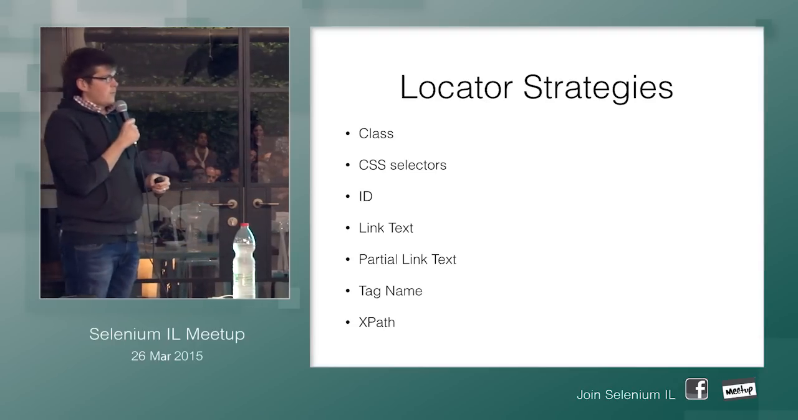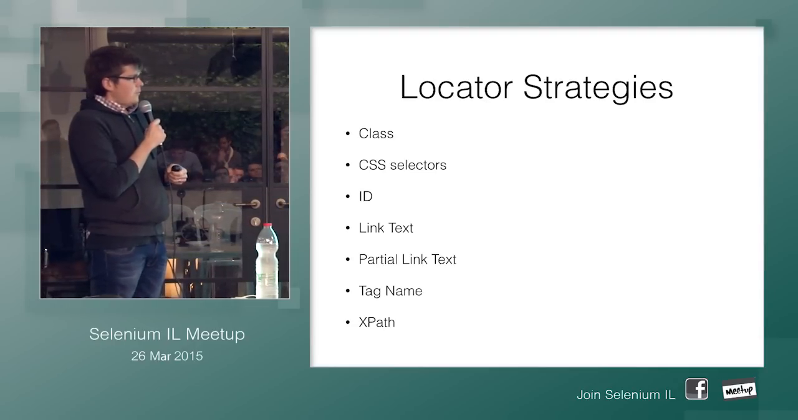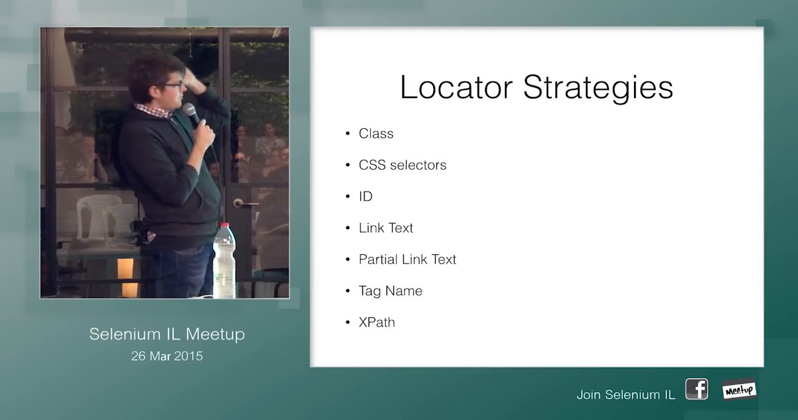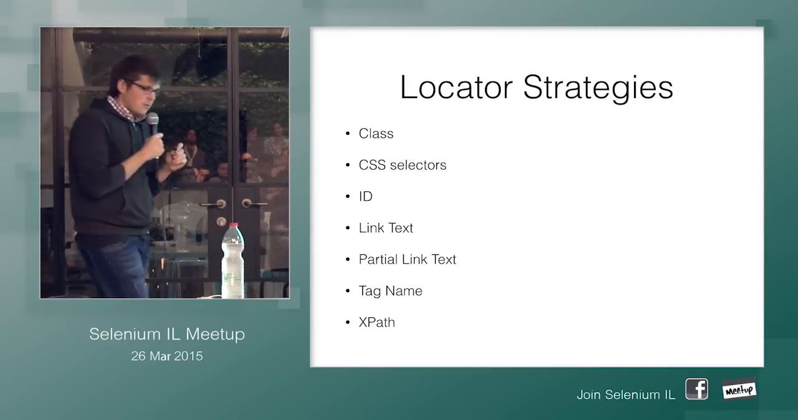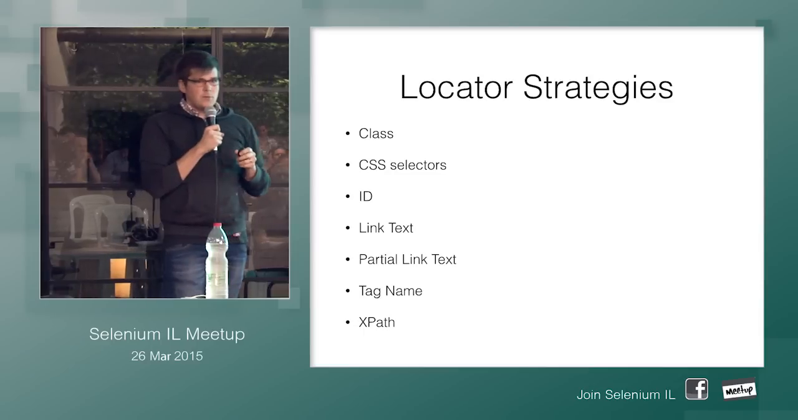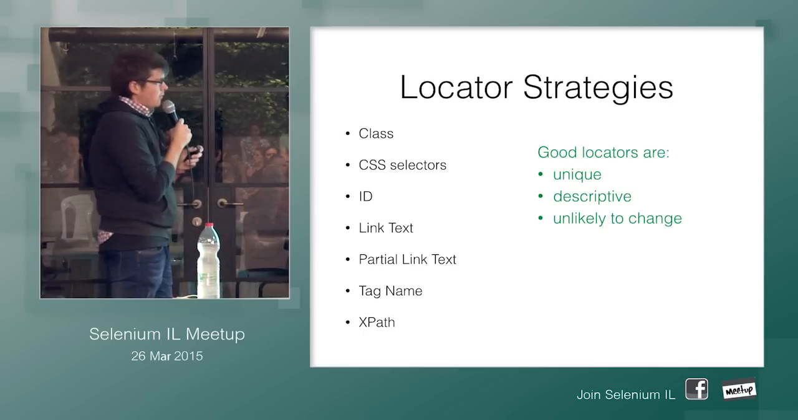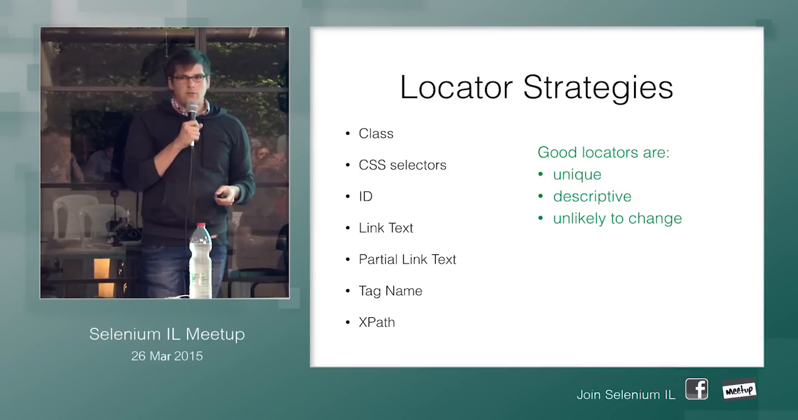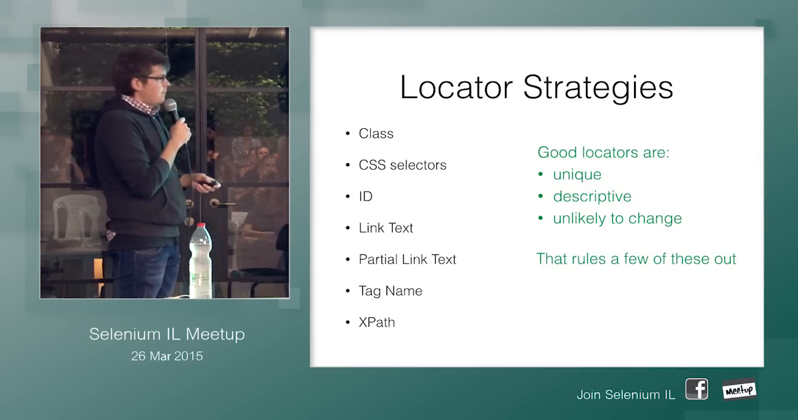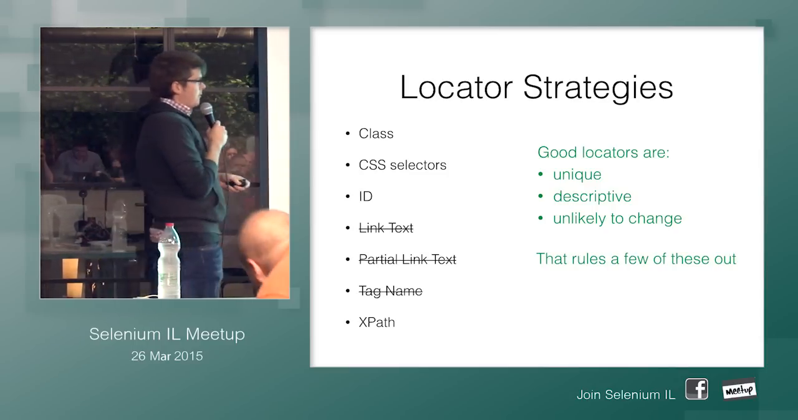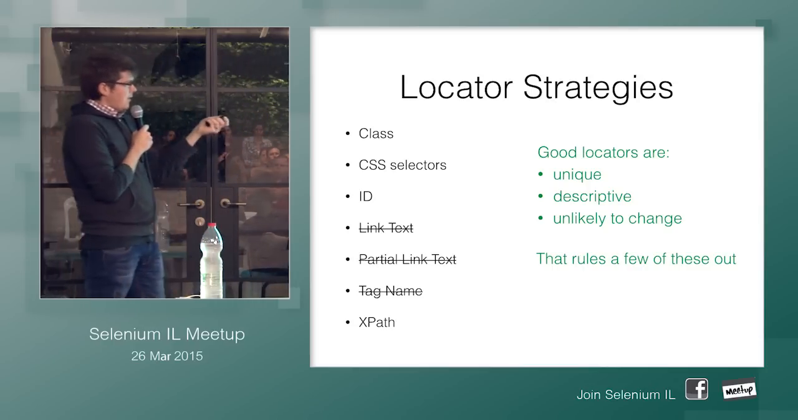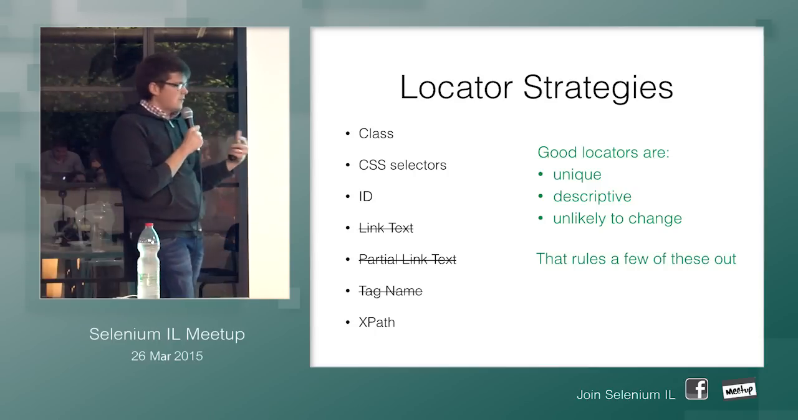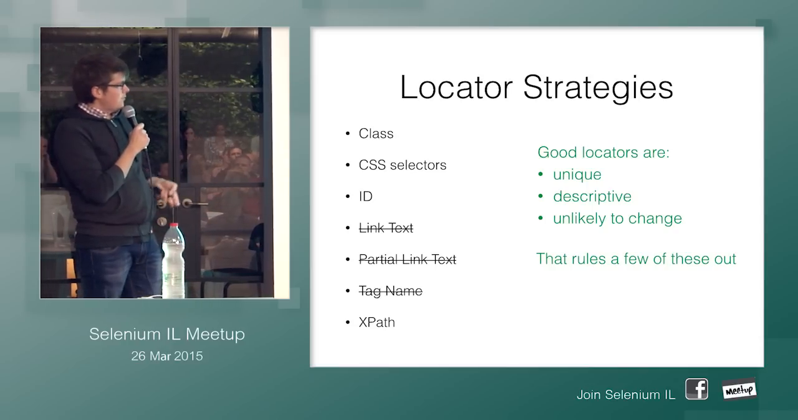So in terms of different ways that you tell Selenium what you want to interact with, when you find an element, you specify a locator, and there are all these different strategies. And when it comes to locators, there's some really simple advice I like to give: good locators are unique, descriptive, and unlikely to change. So when you put that in mind, that rules a few of these out. If you take out link text and partial link text and tag name, you can use these, but just keep in mind that these could potentially be more likely to change.